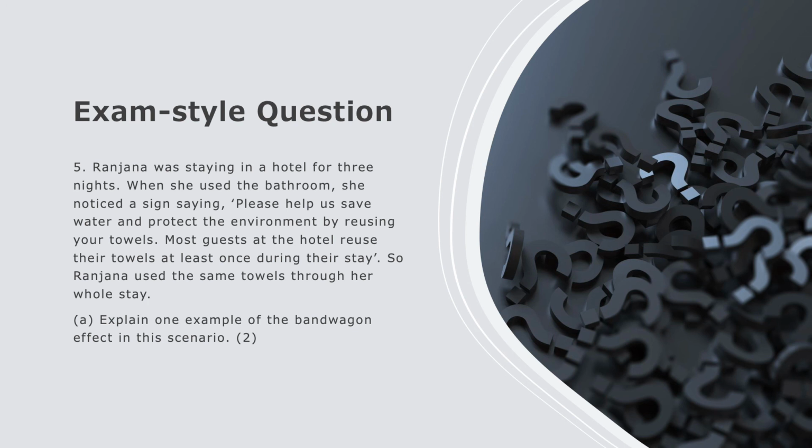So that's A02, which means you have to talk about Ranjana very specifically. If you don't mention Ranjana, then you won't get any marks because it tells you to explain something from that scenario. And then B is outline how social proof might have influenced Ranjana's behaviour. So go back to social proof, tell me what it is, and then talk about Ranjana and how she's demonstrating this.